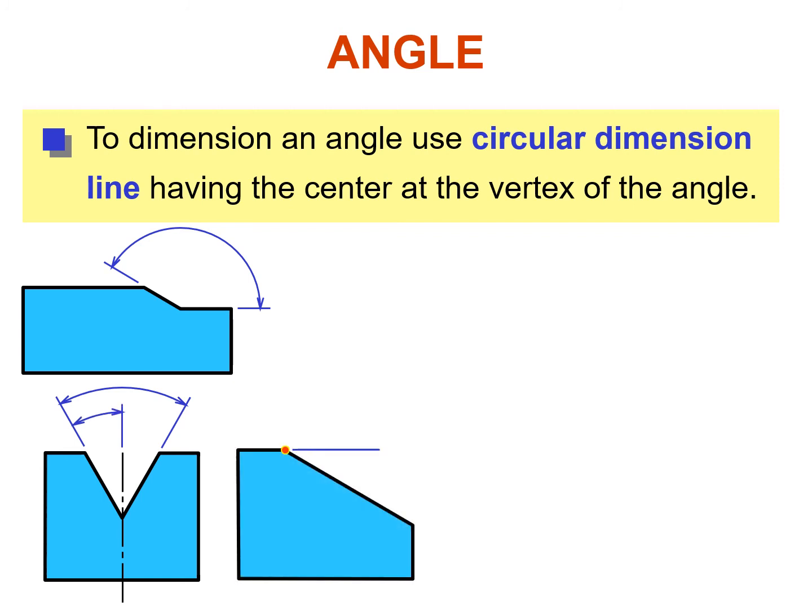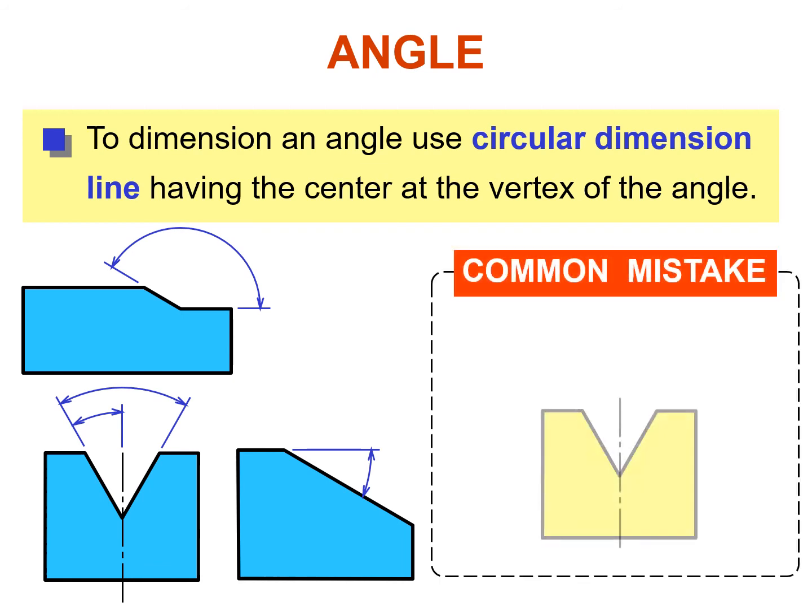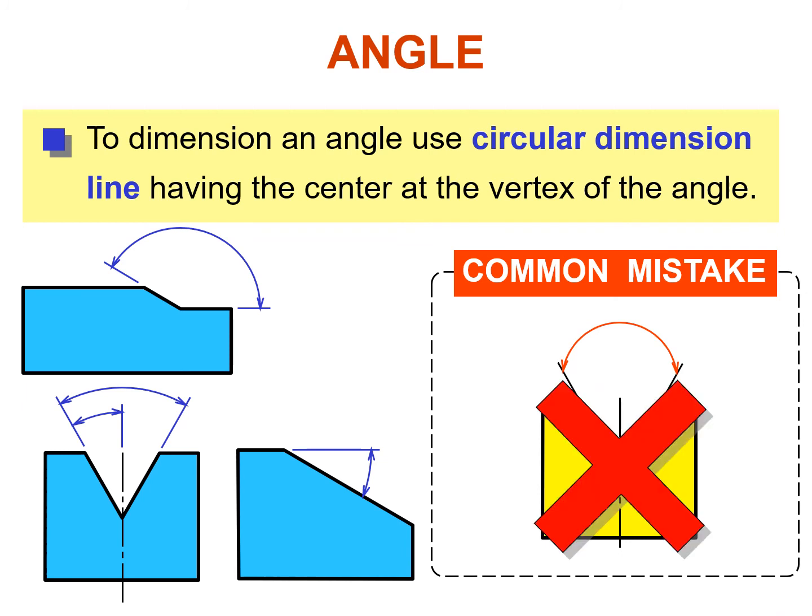Then again, if there is no line, then we should draw an extension line to actually represent an angle. These are the common mistakes, that we actually draw it too oblique. We draw the dimension line too oblique like this. We should draw it a little less oblique like this.